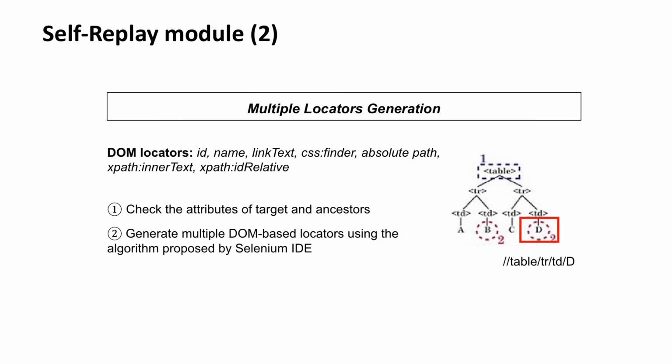In order to generate DOM locators, WebRR first checks the attributes of the target and the ancestors retrieved from the self-replay module with the corresponding ones extracted from the recording module to filter volatile attributes. And then it generates different types of DOM-based locators using the algorithm proposed by Selenium IDE, such as ID locator, name locator, and inner text locator.